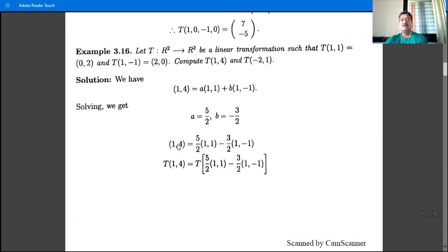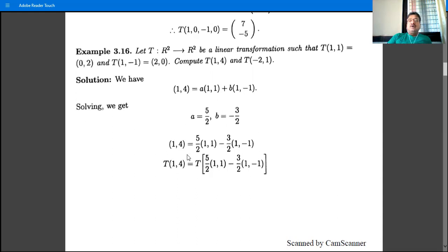So we express (1, 4) as 5/2 (1, 1) minus 3/2 (1, -1). That is, this (1, 4) is expressed as a linear combination of (1, 1) and (1, -1), and this is again a repetition of the linear combination topic. This is the repetition of expressing a vector as a linear combination of the remaining two or three vectors, as well as the coordinates and coordinate vector. This 5/2 and -3/2 are the coordinates of this (1, 4).